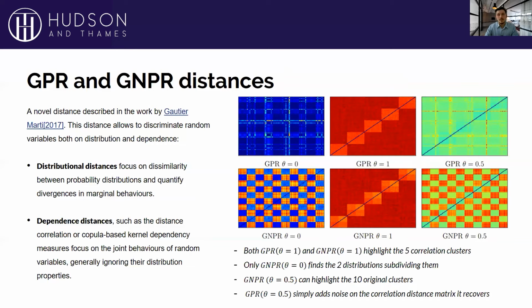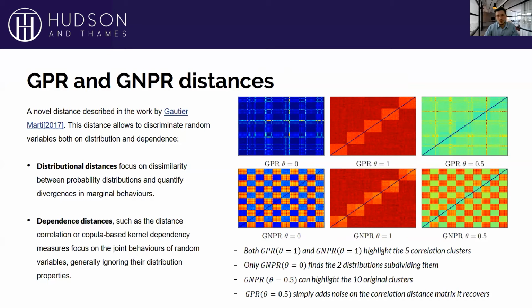The GPR and the GNPR distances take parameter theta that ranges from 0 to 1, depending on the proportion of the distributional distance and the dependence distance that we're measuring. So for theta 1, we're measuring the distribution information. For theta 0, we're measuring the dependence information. And for any theta from 0 to 1, we're having a mix of this information.